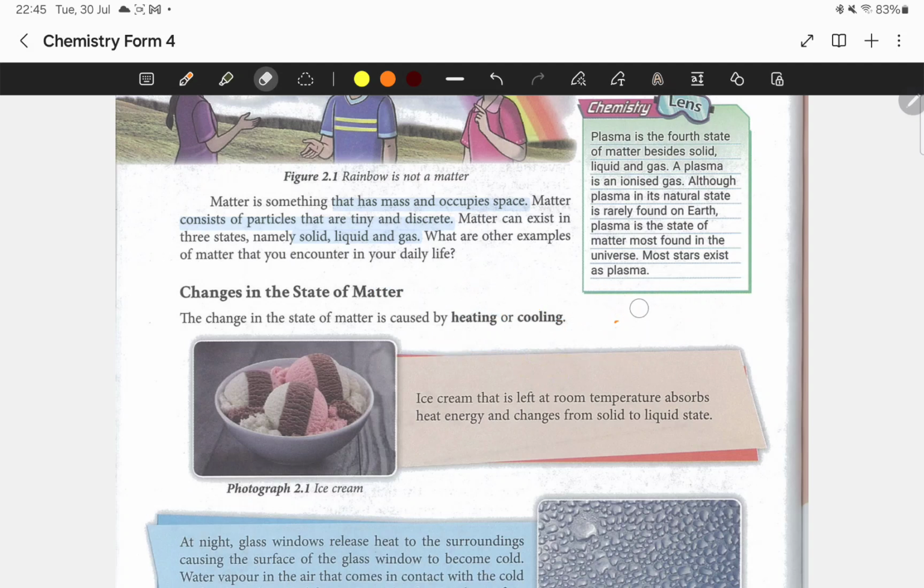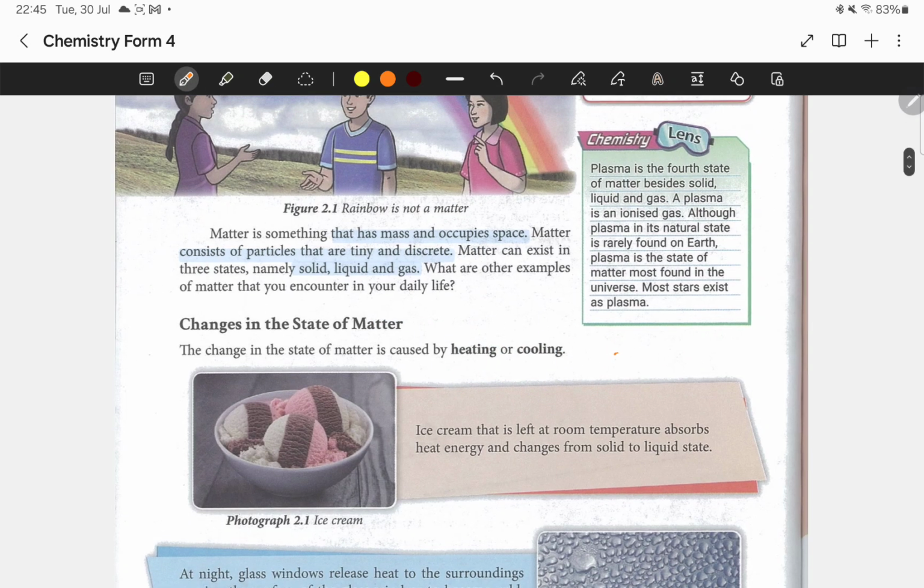So I will erase this. Okay, as this chemistry lens says, apart from liquid, solid and gas, we do have another state of matter which is called plasma. Plasma is ionized gas.